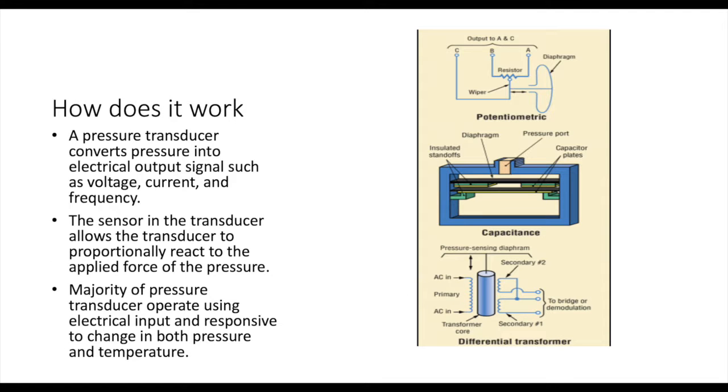How does a pressure transducer work? A pressure transducer converts pressure into an electrical output signal, such as voltage, current, or frequency. The sensor in the transducer allows the transducer to react proportionally to the applied force of the pressure. The majority of pressure transducers operate using electrical input and are responsive to changes in both pressure and temperature.